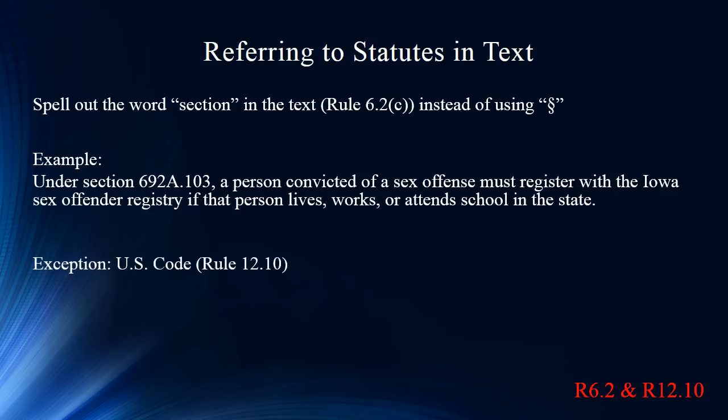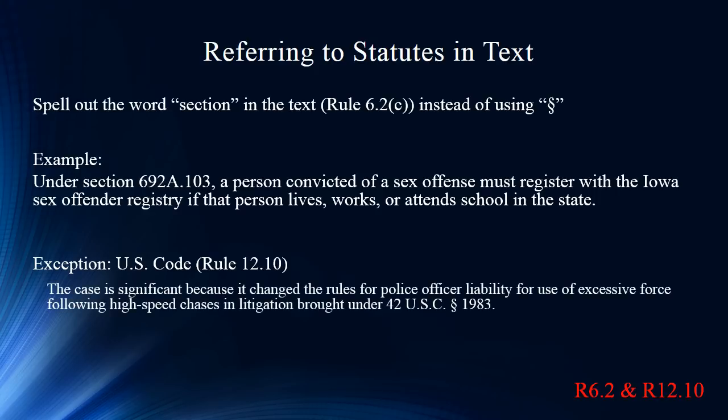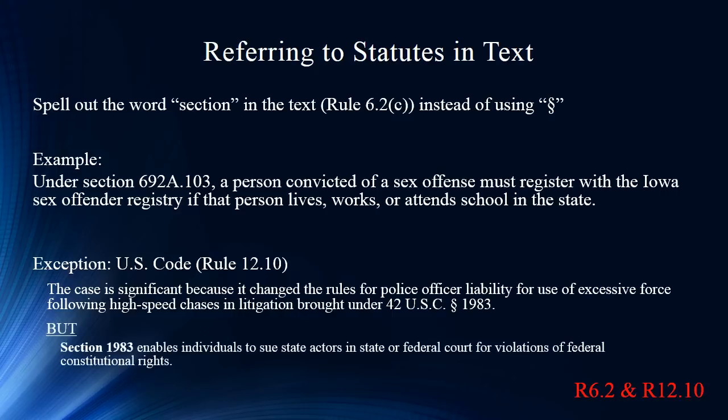The exception to this general rule is set out in Rule 12.10 and includes textual references to the U.S. Code, which do not require you to write out the word section. So, in this example, where the writer is referring to 42 U.S.C. Section 1983, in this textual sentence, the Bluebook allows use of the section symbol. Notice, though, that if the reference to the U.S. Code started the sentence, like here, Rule 6.2 sub C requires that the word section be spelled out. This is because the first word of any textual sentence must be spelled out.